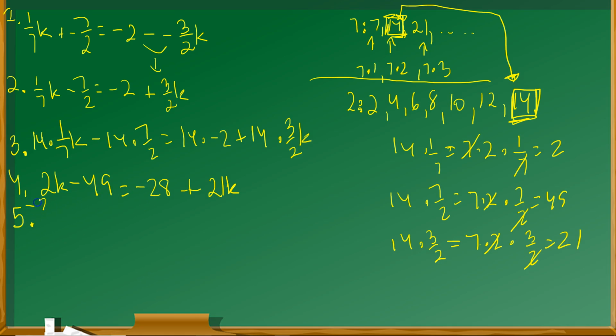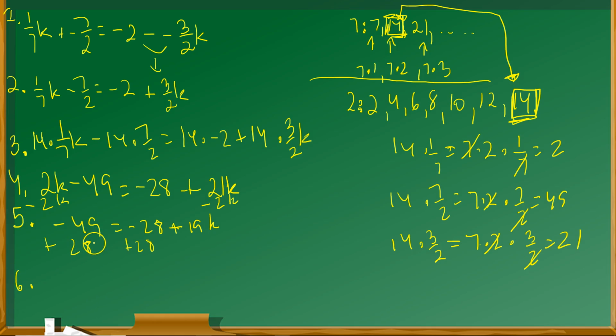Gather, for example, subtract 2k from both sides as an example. So that's going to give you this. On the left side, you're going to have negative 49 only. On the right side, you'll have negative 28. 21k minus 2k will give you 19k, like that. Positive 19k. Then you're going to add 28 to both sides. That's going to generate step number 6, essentially.